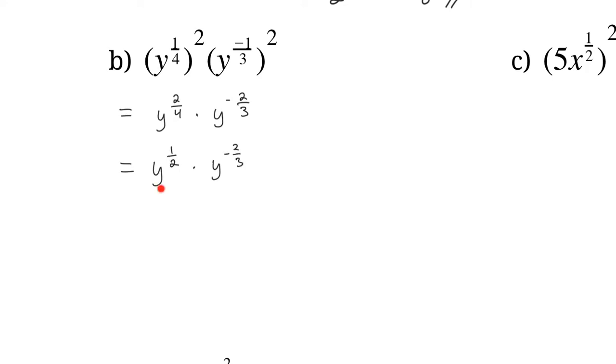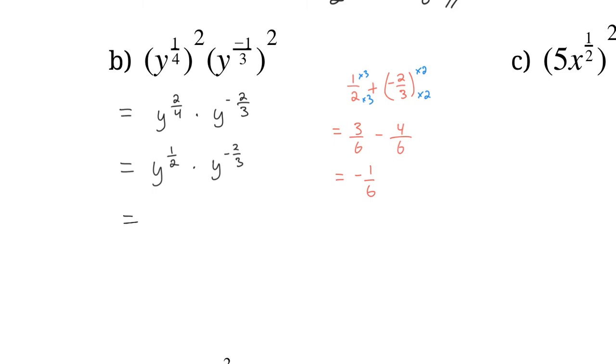And since we do have the same base y, we can just add our exponents because these terms are being multiplied. So let's do that off to the side because we're working with fractions. So we have 1 over 2 plus negative 2 over 3, and we need the same denominator. So we're going to multiply our first fraction by 3 and our second fraction by 2 so that we can get a denominator of 6. So this is just 3 over 6 minus 4 over 6, which is just negative 1 over 6.